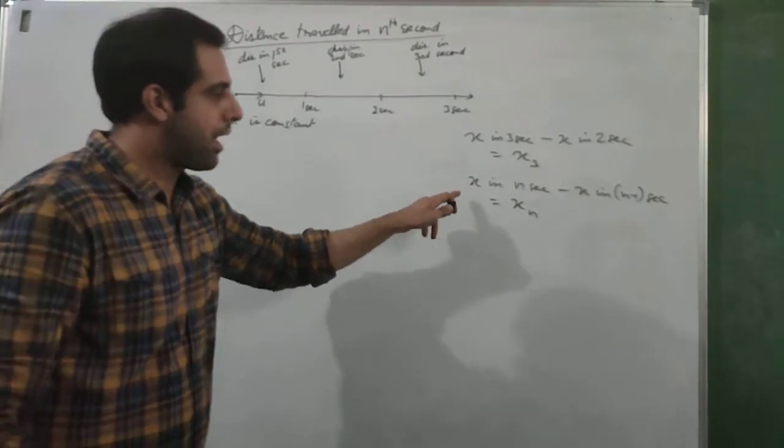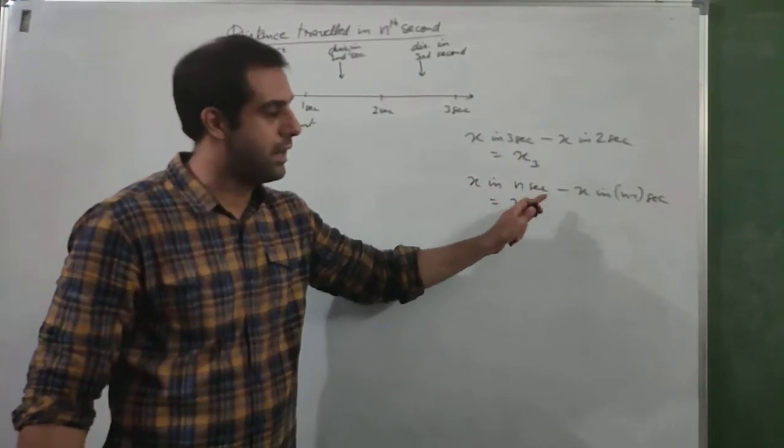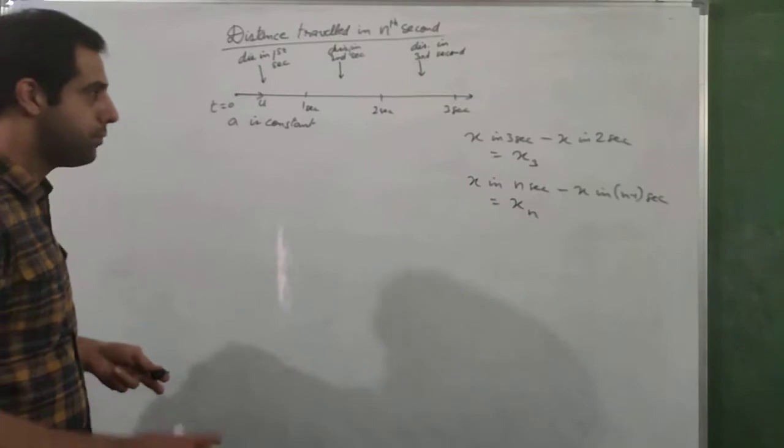Now you know that to calculate the distance traveled in 3 seconds, or to calculate the distance traveled in n seconds, we can use the second equation of motion.